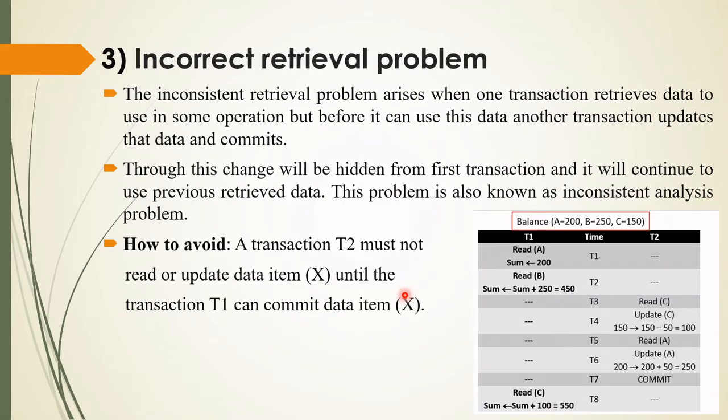Now next is the incorrect retrieval problem. The inconsistent retrieval problem, or incorrect retrieval problem, arises when one transaction retrieves the data to use in some operation.